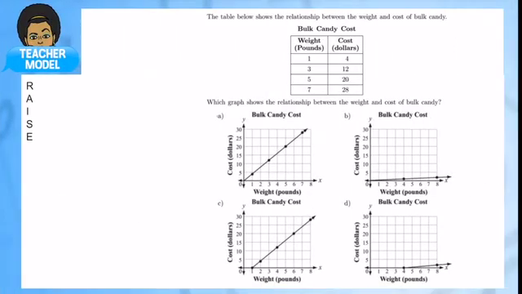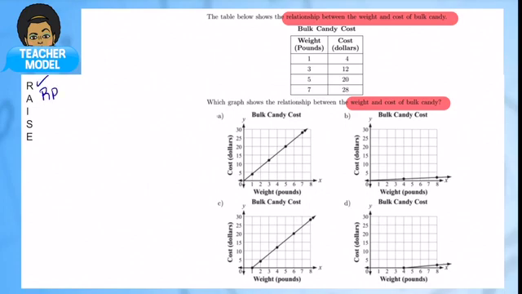And let's go to another one, this one being a multiple choice question, so I'm going to use RAISE. So let's start by reading the problem. The data table below shows the relationship between the weight and the cost of bulk candy. Which graph shows the relationship between the weight and the cost of bulk candy? So let's assign a question type for this. Since it has to do with relationships, it is definitely RP. It is a ratio and proportion question.